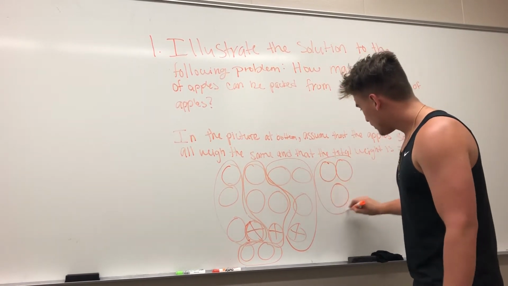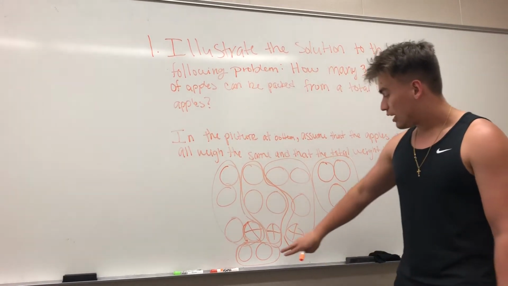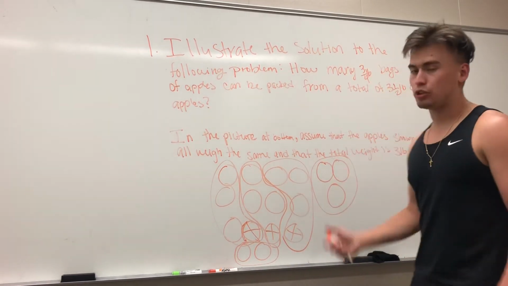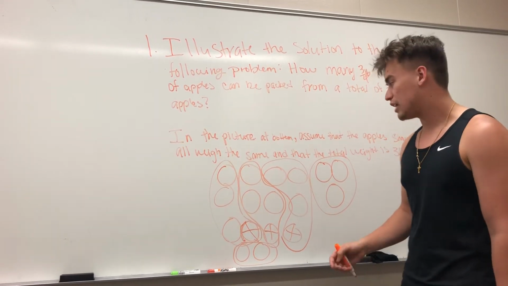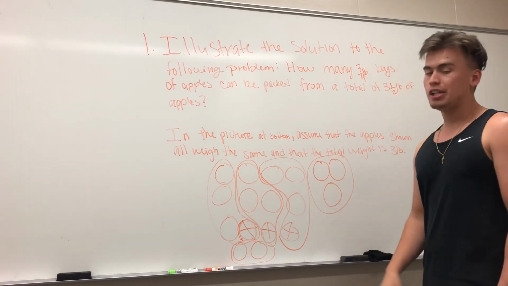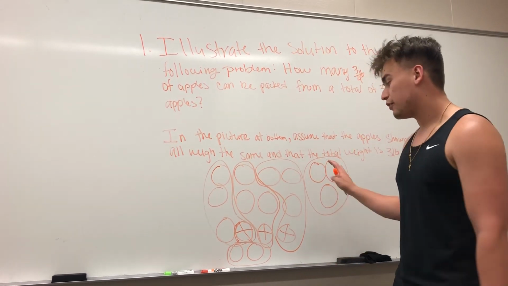And we're going to group those up. That's going to equal another 3/4 pounds. And we still have 2 left. But we can't do anything with those 2 because the problem states that we need 3/4 pound bags of apples. So now we have 1, 2, 3, 4. So you can create 4 3/4 pound bags of apples out of 14 apples.